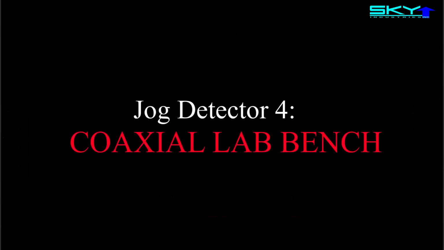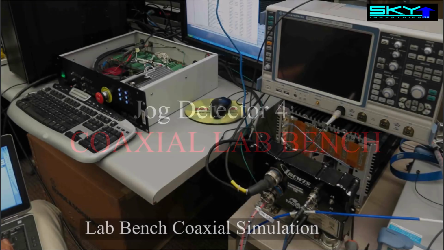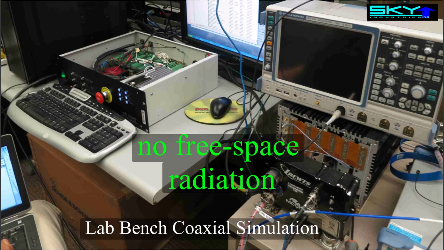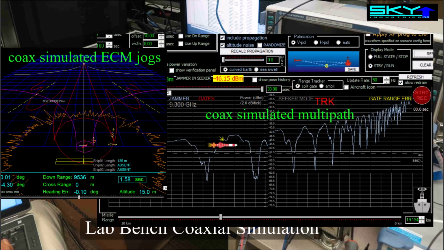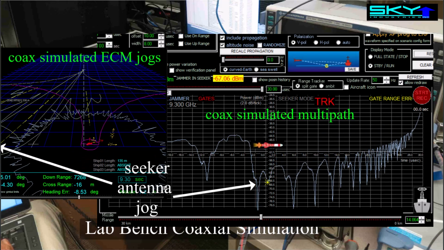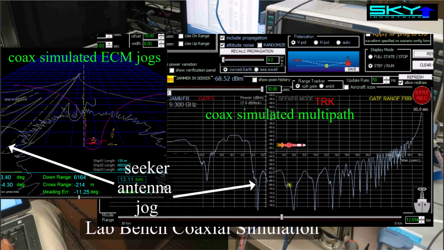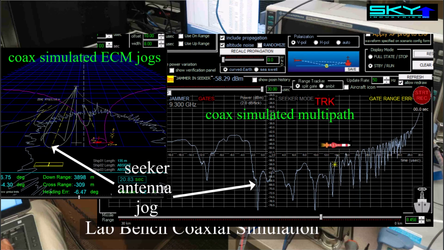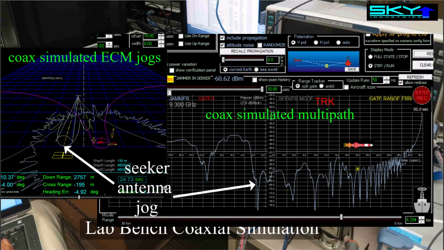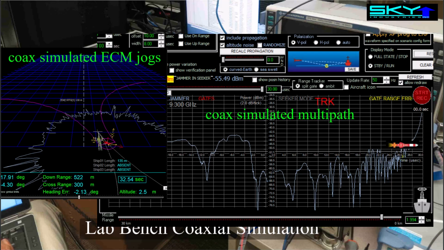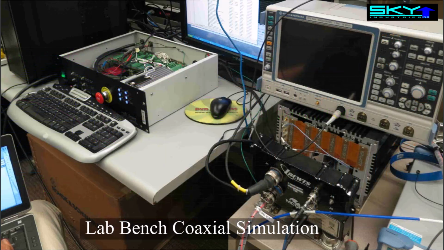A fourth option might be a lab bench test in which the equipment is interconnected by coaxial cables. There might be a real seeker, but there isn't any free space radiation, so the ECM jogs must be artificially created by the software. And if those jogs are the same as what we see in free space transmission, fine. But if they're not, then you may need a different jog detector. If multipath is included in the coaxial cable tests, it also has to be represented by a model like the anechoic chamber case. So you might need different jog detectors for different applications.